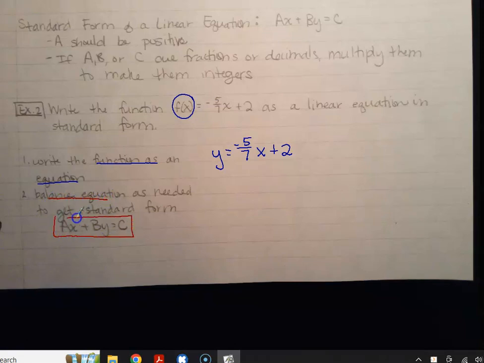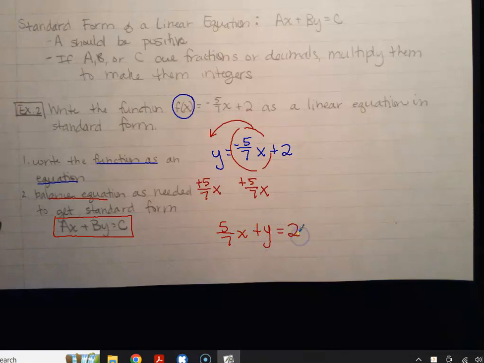Step 2, balance the equation as needed to get in standard form. So we want that ax plus by equals c. Currently x is on the right side. We're going to have to move it to the left of the equal sign. So we're going to do the opposite. It's currently being subtracted, so we're going to add 5/7 x. We get to add that whole term to both sides. We don't want to split up x and y this time. We want to move the whole term. So we're going to have 5/7 x plus y equals 2.